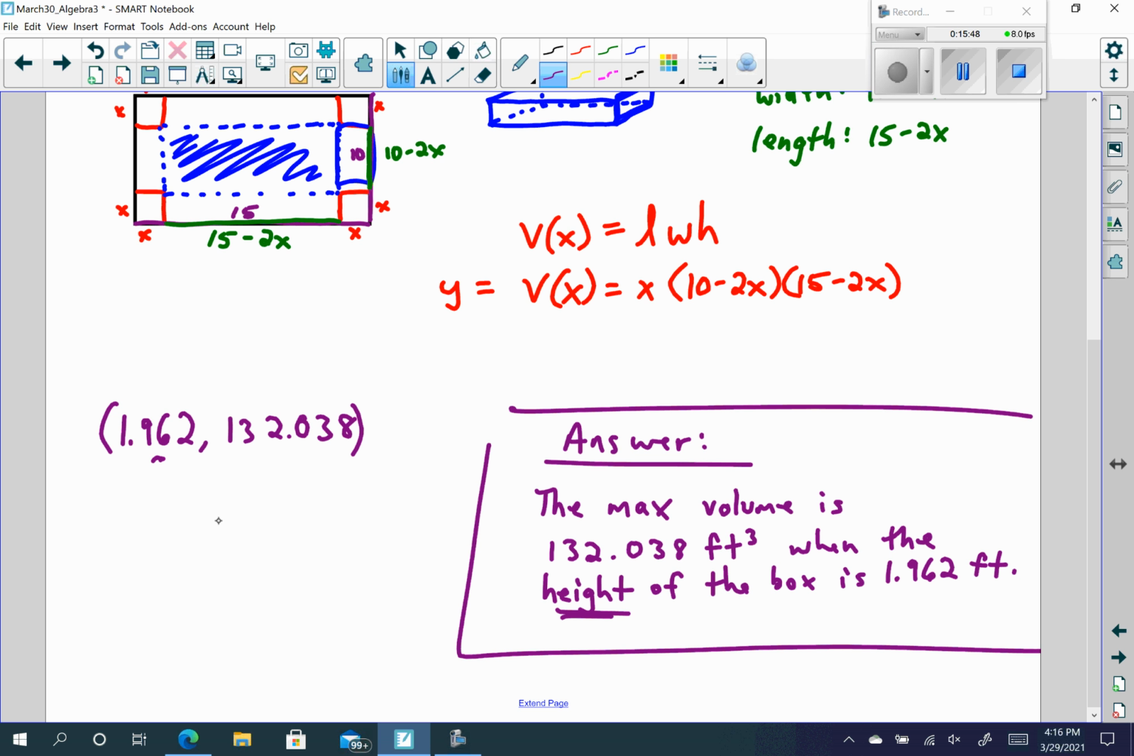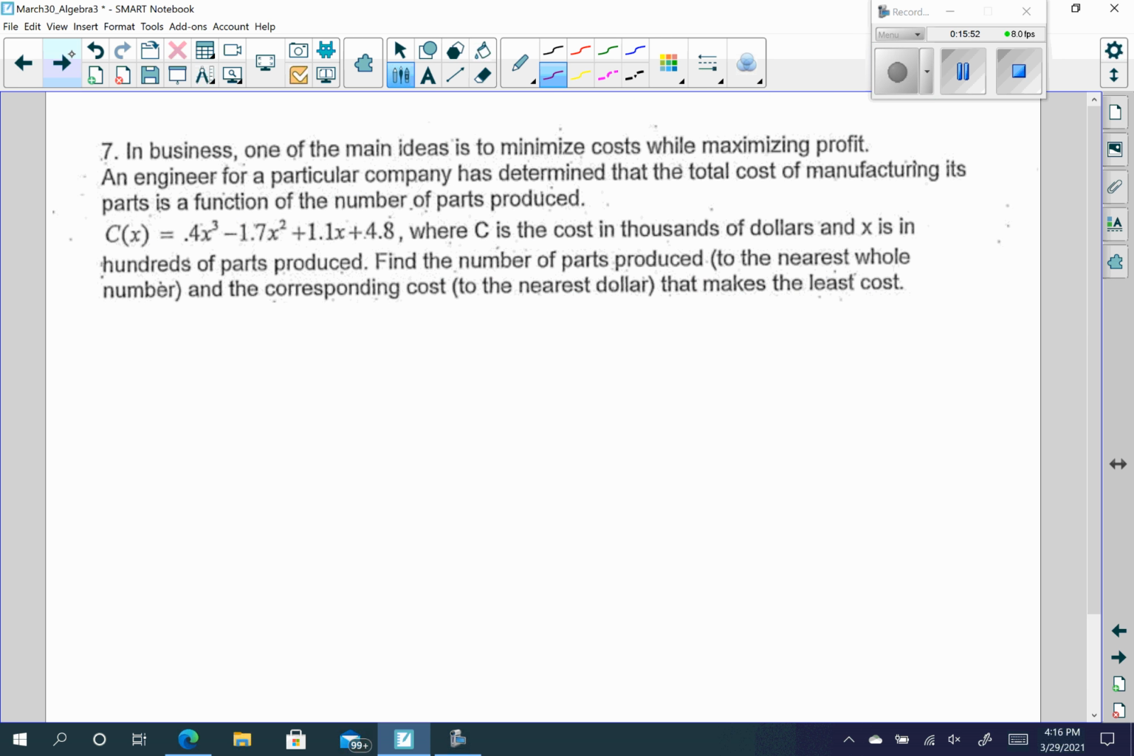All right, so let's try another one. Let's go to number 7. What's nice about this problem is they give us the function. All right, so in this problem, they tell us in business, one of the main ideas is to minimize costs while maximizing profit. An engineer for a particular company has determined that the total cost of manufacturing its parts is a function of the total number of parts produced. So here's our cost function.